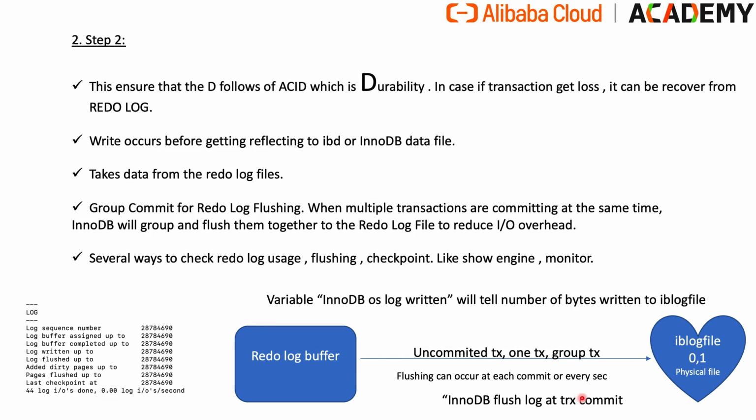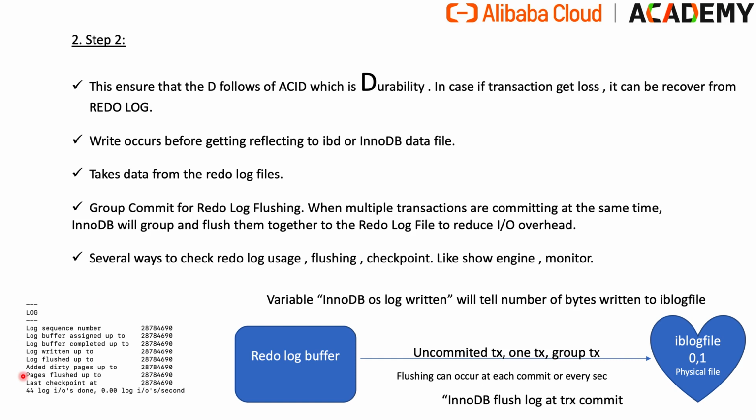To increase performance, flushing from the redo log buffer to the redo log file can happen at each transaction commit or every 1 second. So again, you can decide whether you want to go for 0, 1 or 2. And then you can decide in what amount of transactions, that is the group, you want to flush onto your physical files. These things can be taken from SHOW ENGINE INNODB STATUS.